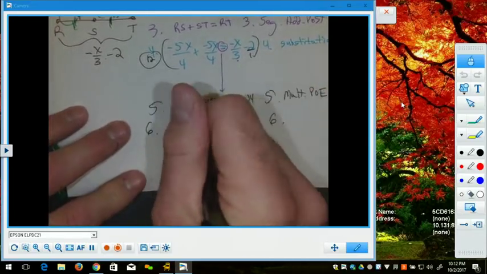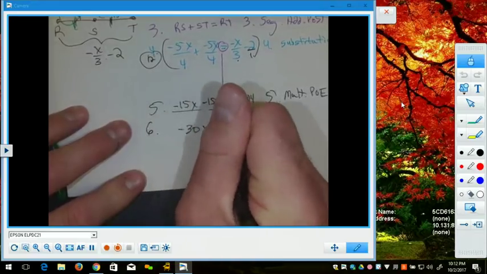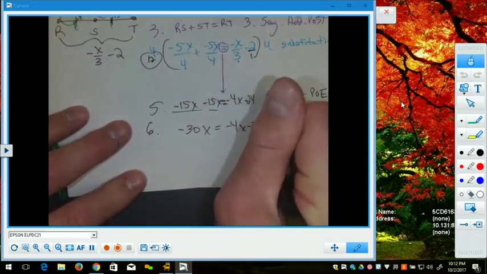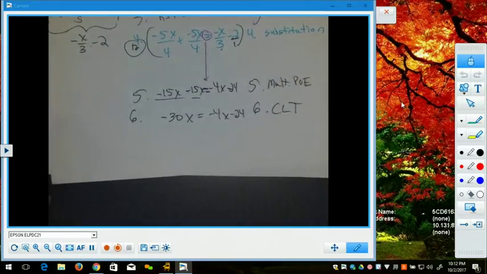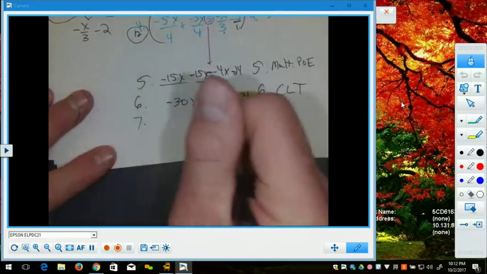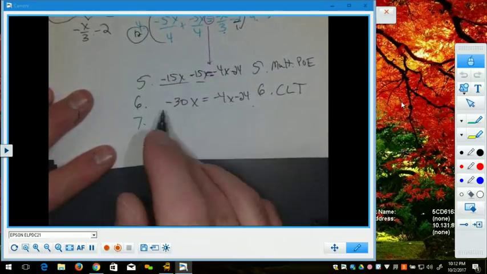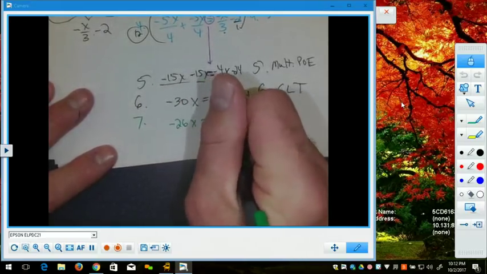So when I do that, I'm going to combine like terms. That's going to be my new equation, my new line. It's negative 30x equals negative 4x minus 24. I combined like terms. Now I'm going to get my variable to one side. Because the 24 is there, I'm actually going to add the 4. So that'll be negative 26x equals negative 24.